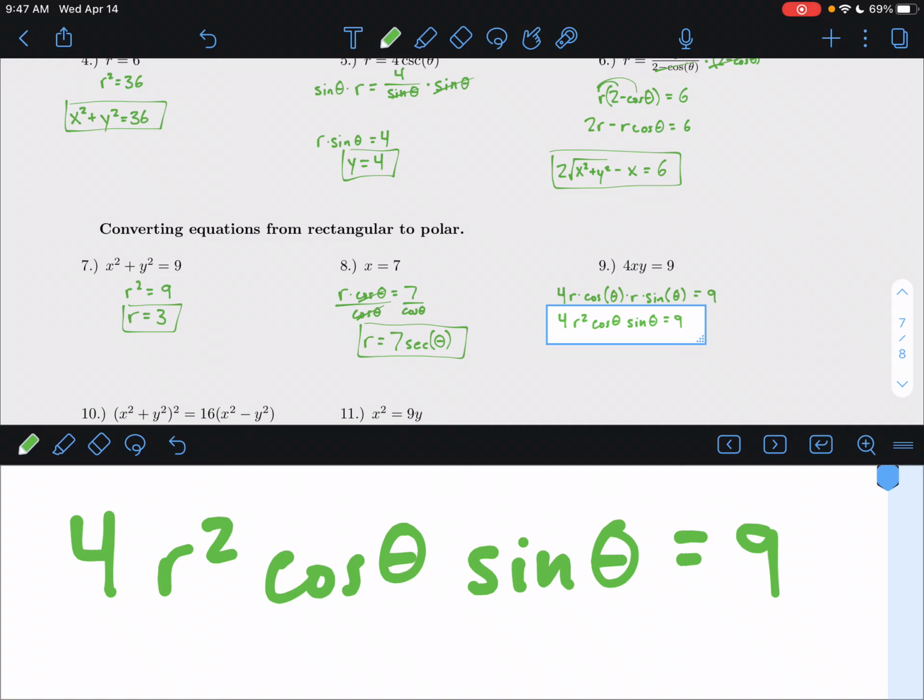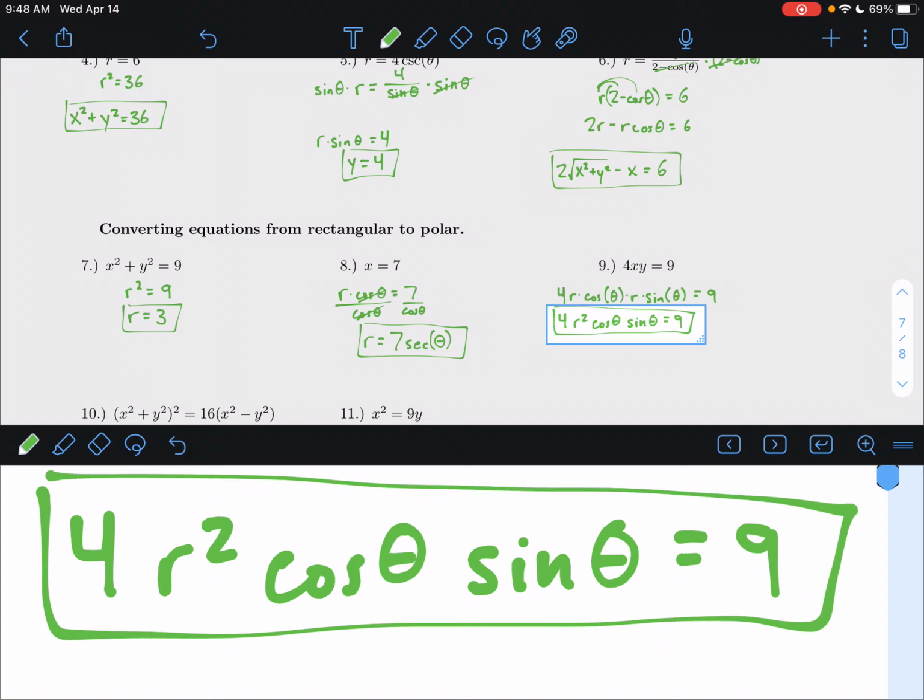And I think I'll actually just leave my answer like that. I could divide both sides by 4. I could divide both sides by cosine and by sine, but I'd rather not. I think I'll just leave it exactly like that. That's a perfectly fine answer. Again, there's no real method to getting things the way you want them to be.